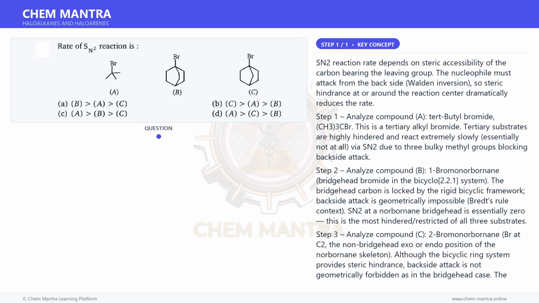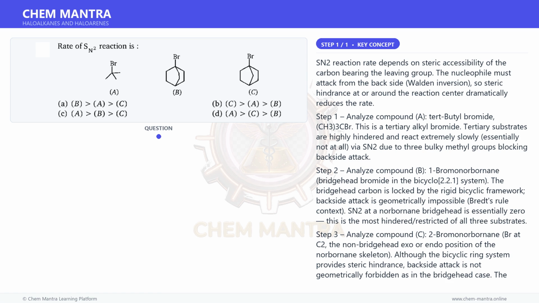Step 1. Analyze compound A, tert-butyl bromide, (CH3)3CBr. This is a tertiary alkyl bromide. Tertiary substrates are highly hindered and react extremely slowly, essentially not at all, via SN2 due to three bulky methyl groups blocking backside attack.